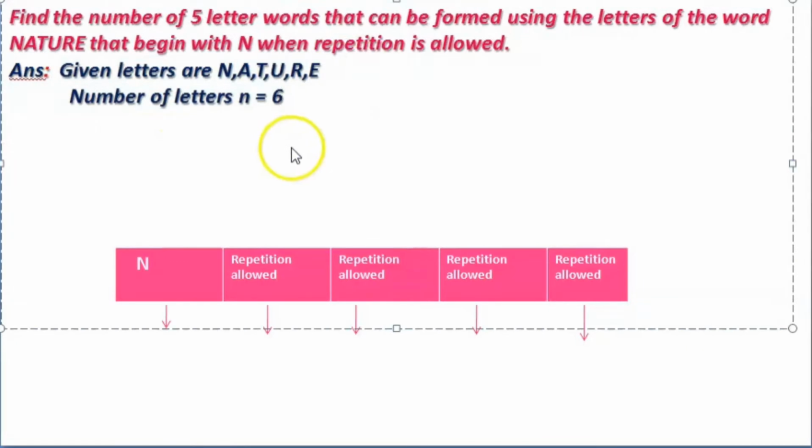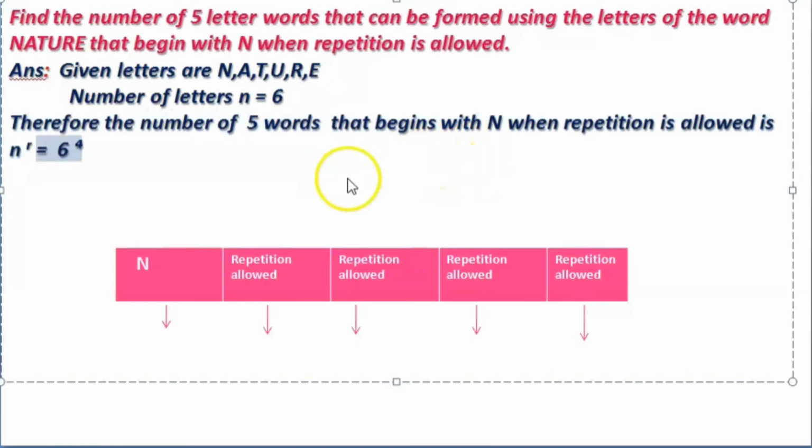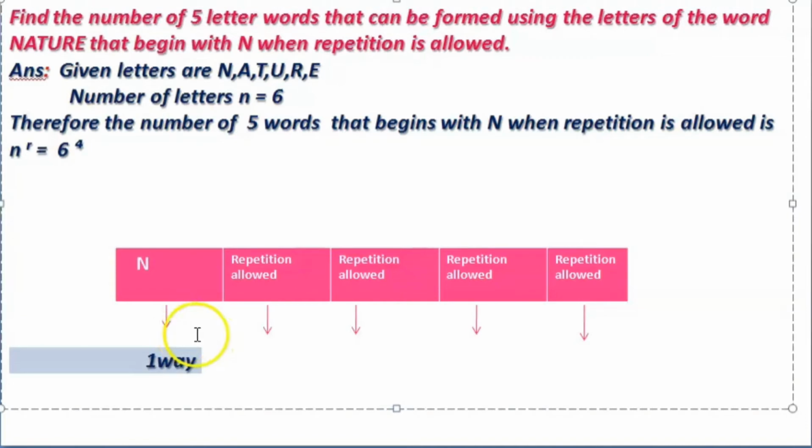What we have to do is arrange them. Therefore, the number of 5-letter words that begin with n: the formula is n power r. My answer is 6 power 4. Since, look here, n can be arranged in the first place in one way. So my first place has no choice. It can be done in only one way. No option is there for the arranging.